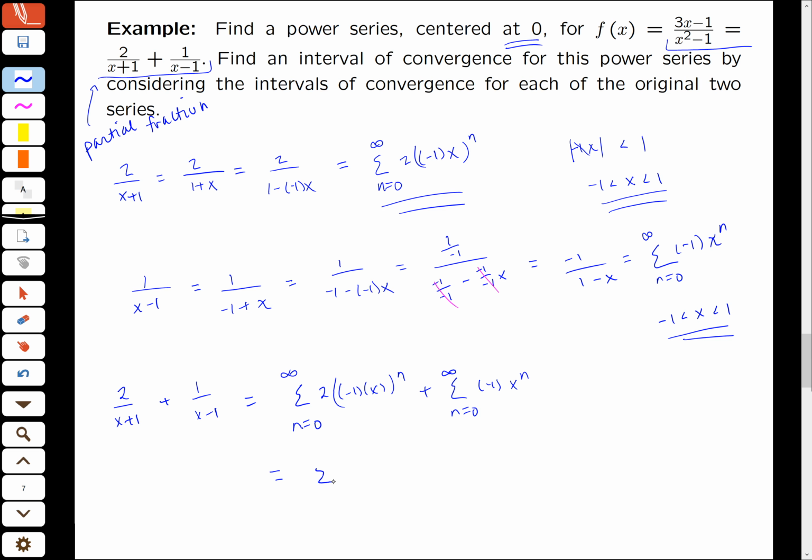So this becomes our summation n equals 0 to infinity x to the n times 2 times minus 1 to the n minus 1. And there's our series. And it converges on the intersection of minus 1 to 1, which is just minus 1 less than x less than 1.